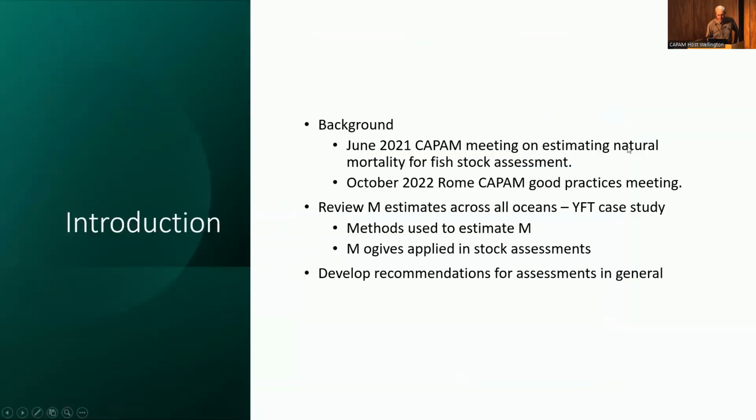So, the background: there was the 2021 CAPAM meeting on estimating natural mortality for fish stock assessment in general. And then at the October Rome CAPAM good practices meeting, there were talks on good practices for natural mortality in general, so I've drawn on both of those.